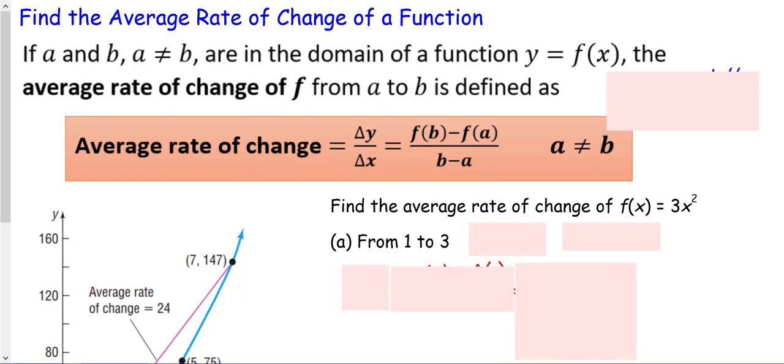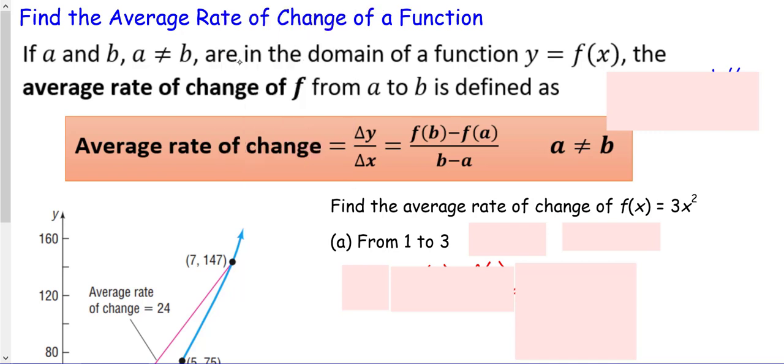When we want to find the average rate of change of a function, if a and b are not equal to each other and are in the domain of a function y equals f of x, the average rate of change from a to b is defined as f of b minus f of a divided by b minus a.